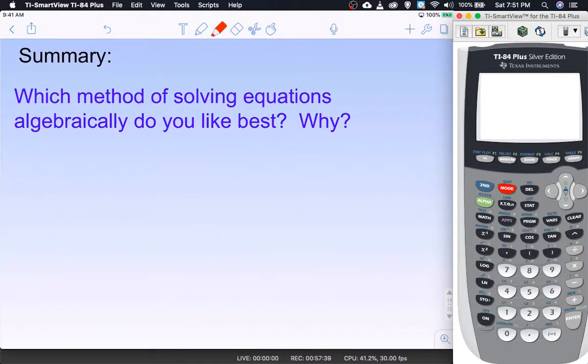Summary. Which method of solving equations algebraically do you like best? Or even systems of equations, systems of inequalities. Which way do you like the best and why? Because you've learned substitution, you've learned elimination, and really that comes down to opinion. I personally like the elimination better. I don't like substitution as much. I typically find it to be more work, but some people really like it.